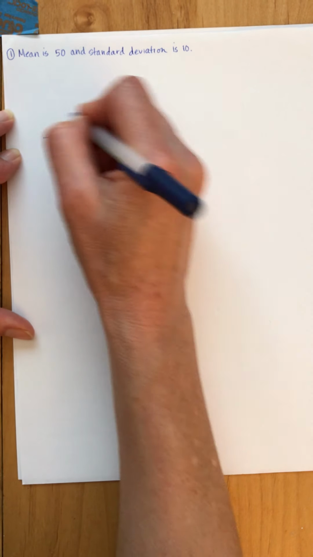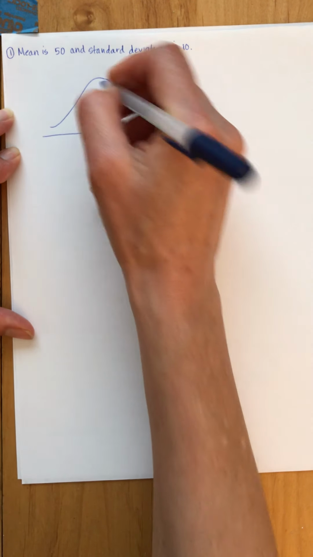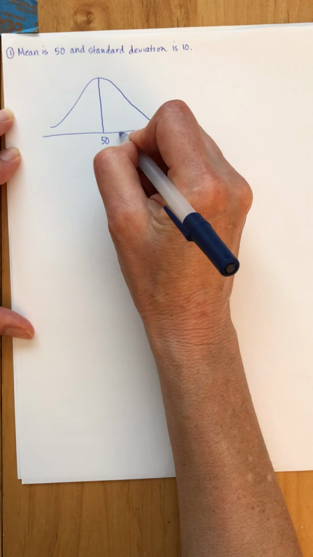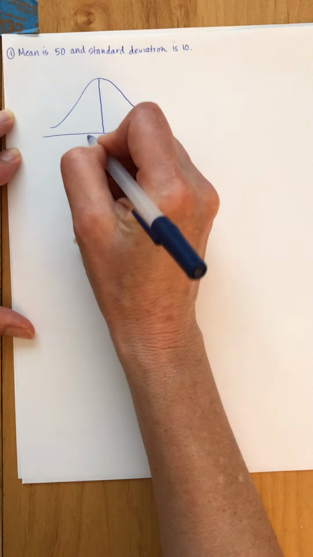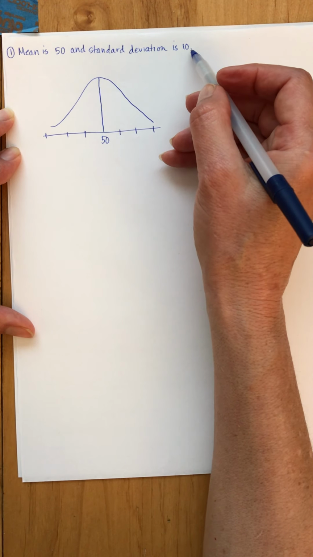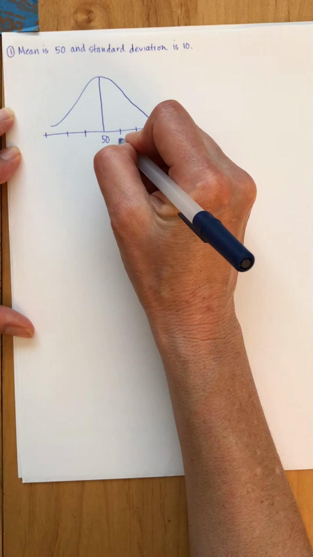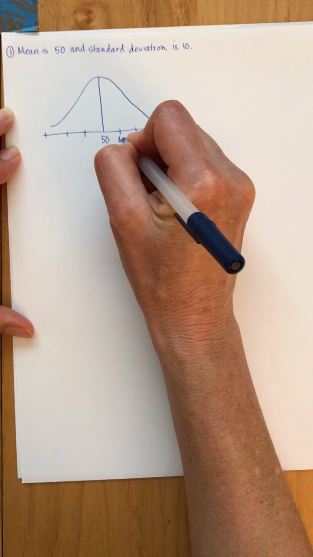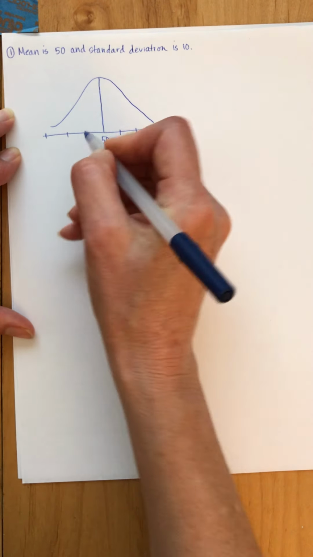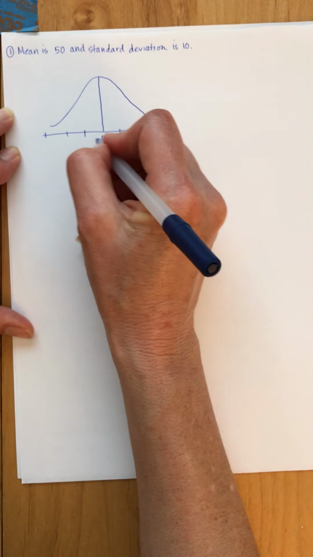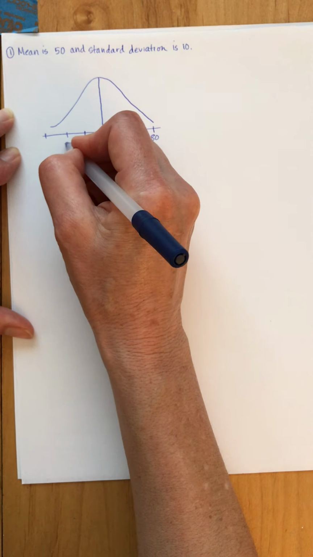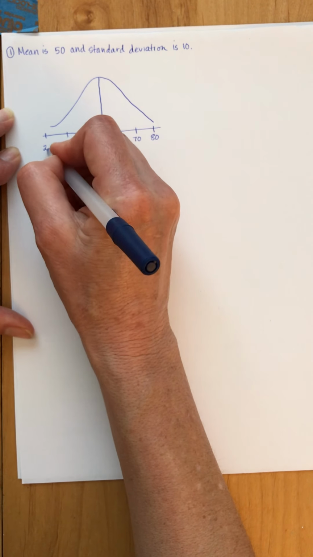You draw this picture. You put the mean right here, 50. Then you divide it up into fairly equal pieces, and you move in terms of standard deviations. Add 10 here would be 60, add 10 more 70, add 10 more 80. Then when you go down, you subtract. So 50 minus 10 is 40, minus 10 would be 30, minus 10 would be 20.